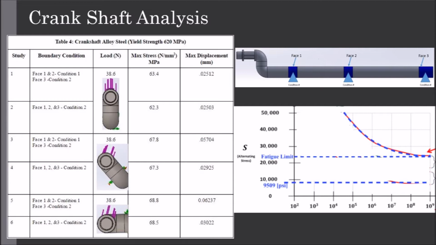First off, we have the crankshaft. We calculated that the max force the engine could deliver is 38.6 newtons. The shaft is oriented at 90, 45, and 0 degrees to simulate a turning shaft. With this applied force, a stress between 63 and 69 megapascals is observed. This is below the yield stress, and due to cycling, it will never fail.